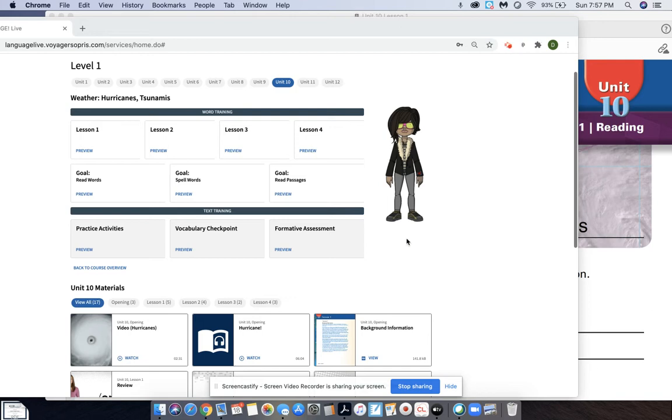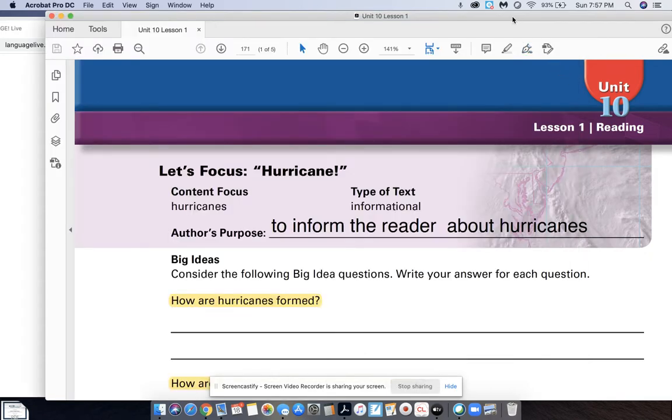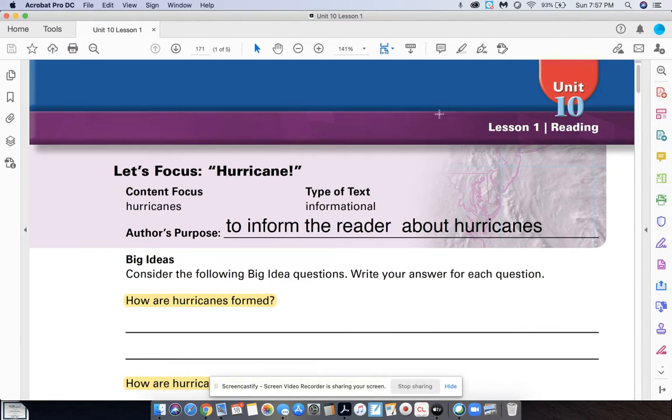This is a unit about weather and hurricanes in specific, and tsunamis. So this is an introduction to the first passage in Unit 10. In this introduction video, we're going to set a purpose for reading, preview the text and look at text features, look at vocabulary and definitions, and add to our background knowledge about hurricanes.